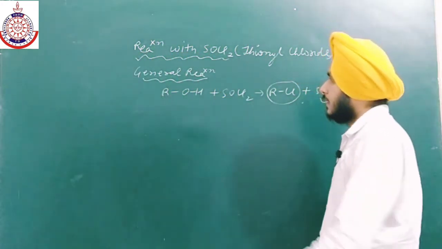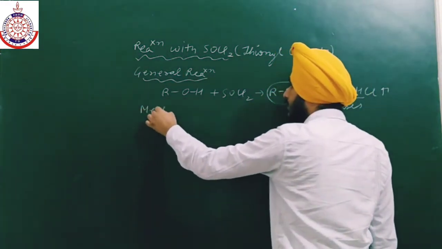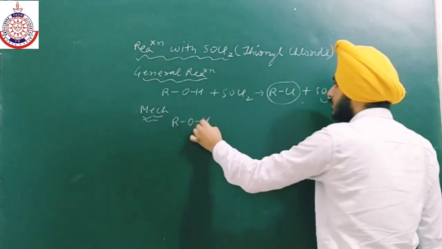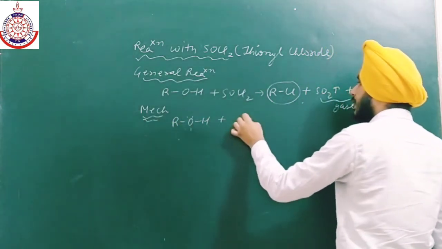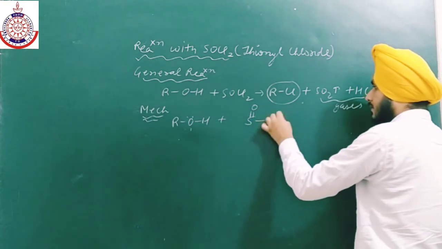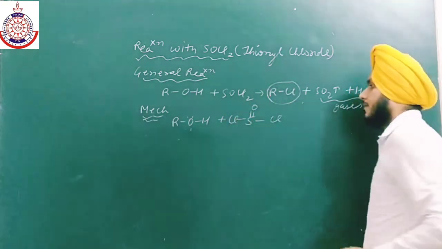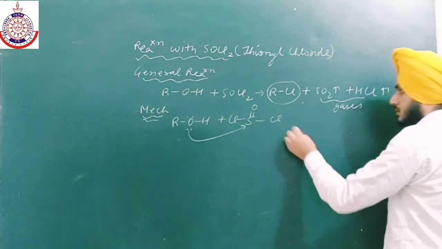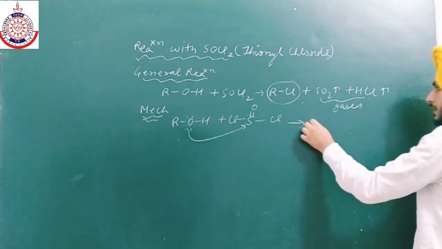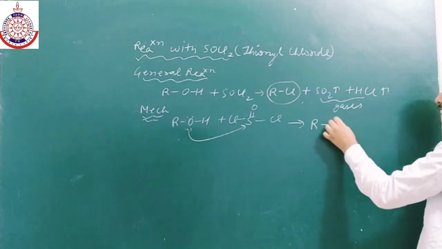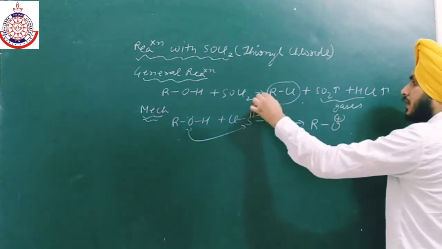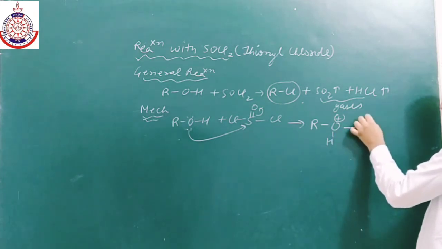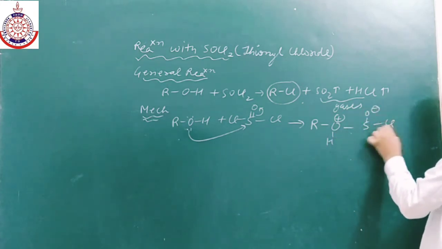Now what is the mechanism? The mechanism is again quite simple as the other ones. The first step is the attack of nucleophile. We all know SOCl2 is an electrophile because here S will have vacant d orbitals again. Okay, so now this lone pair will attack on the S atom and we will get RO positive, and this bond will shift in order to neutralize the sulfur and we will get this product, O negative, Cl.